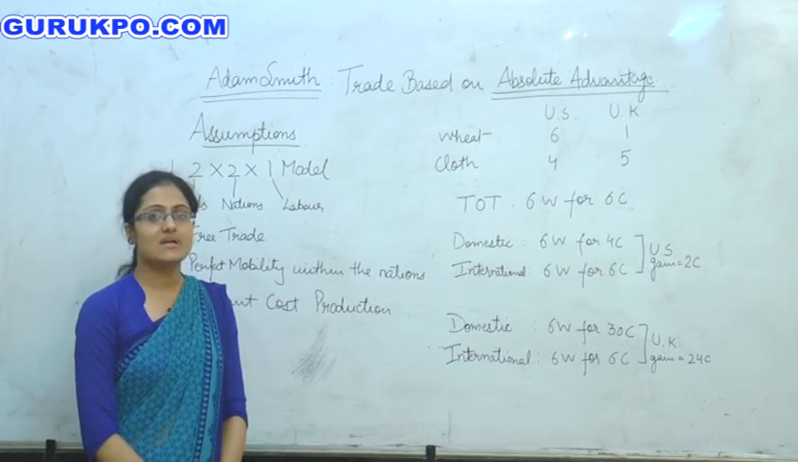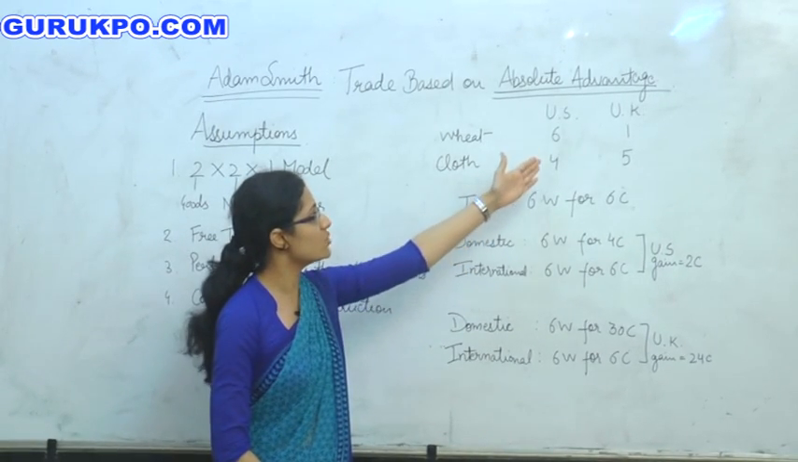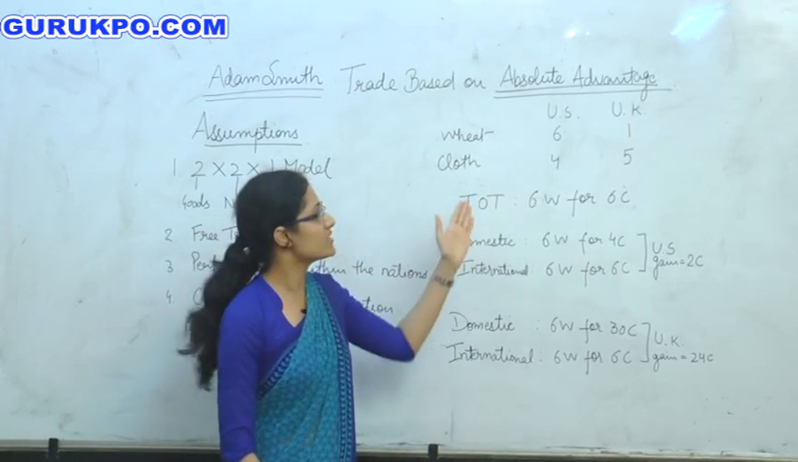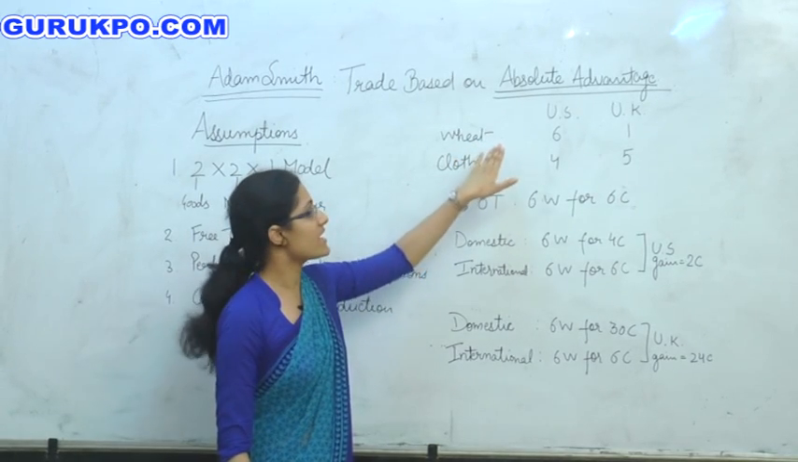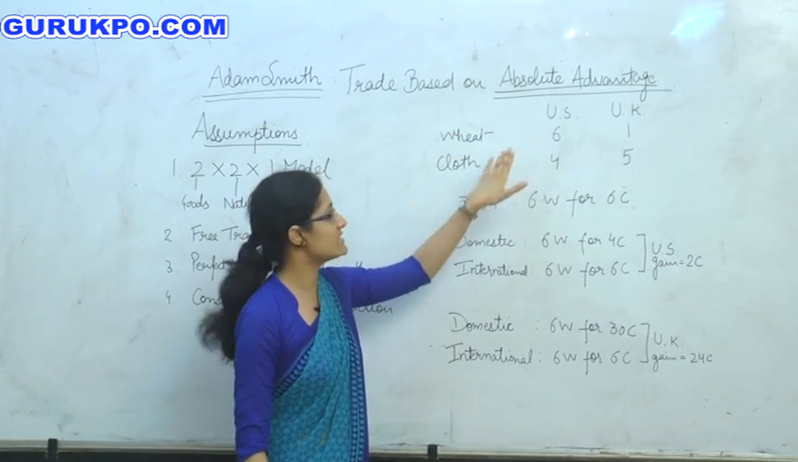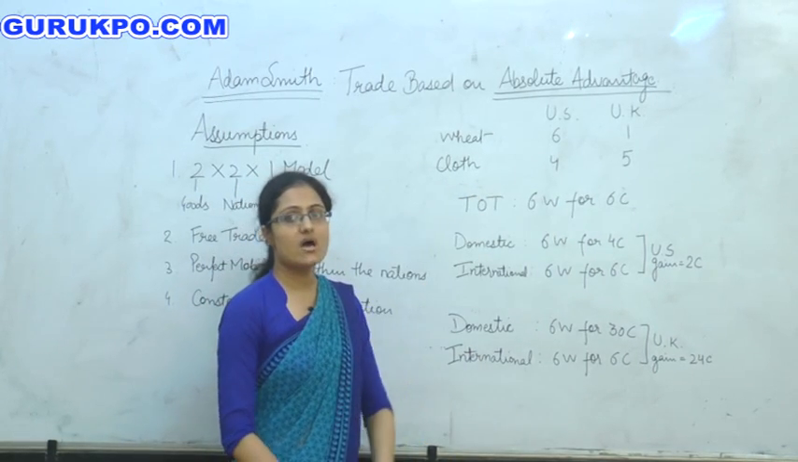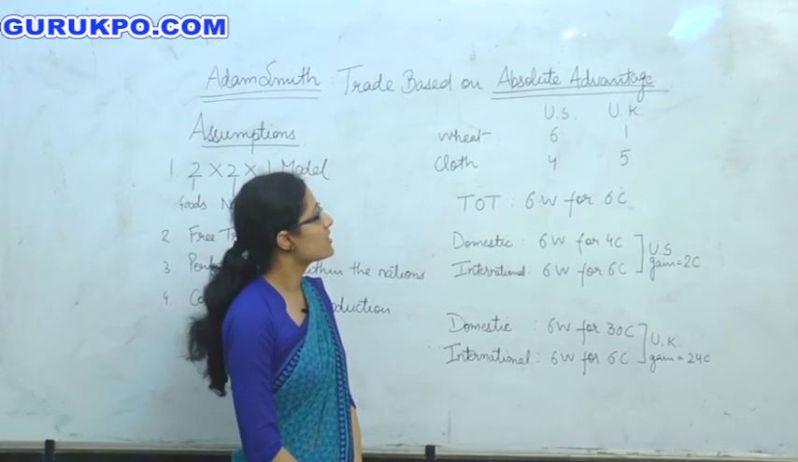This theory can be explained by a numerical example like this. Here we have two nations, US and UK, and this is the output per hour of labor which produces wheat and cloth. In US, 1 hour of labor can produce 6 units of wheat and 4 units of cloth. Similarly, in UK, 1 hour of labor can produce 1 unit of wheat and 5 units of cloth.